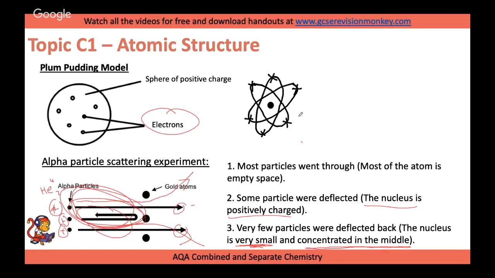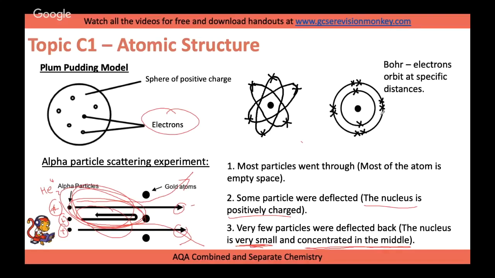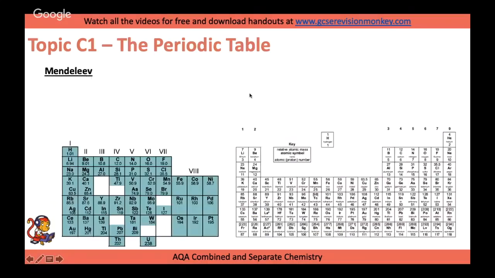This was further developed by Bohr, who said electrons orbit at specific distances, and that's when he came up with these energy levels. And then Chadwick finally discovered the neutrons. So it was the electrons first, then the protons, and then the neutrons. Moving on to the periodic table.